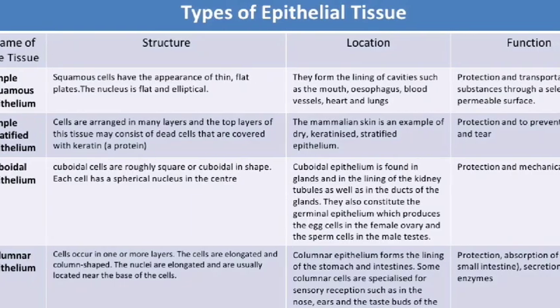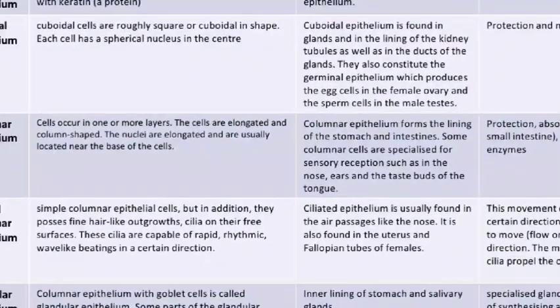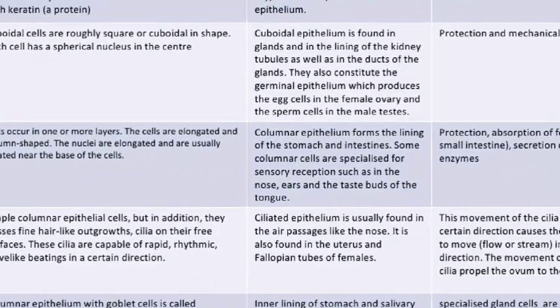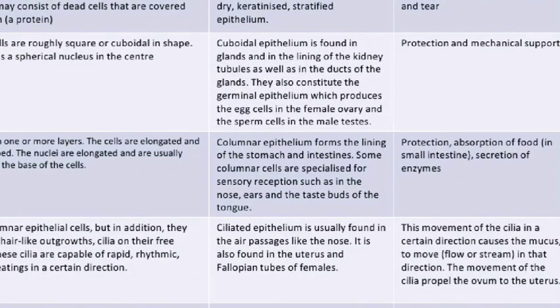Coming to the cuboidal epithelium, cuboidal cells are roughly square or cuboidal in shape. Each cell has a spherical nucleus in the center. Cuboidal epithelium is found in glands and in the lining of kidney tubules as well as in the ducts of the glands. They also constitute germinal epithelium, which produces the egg cells in the female ovary and sperm cells in the male testis. The function of this tissue is to protect and to give mechanical support.